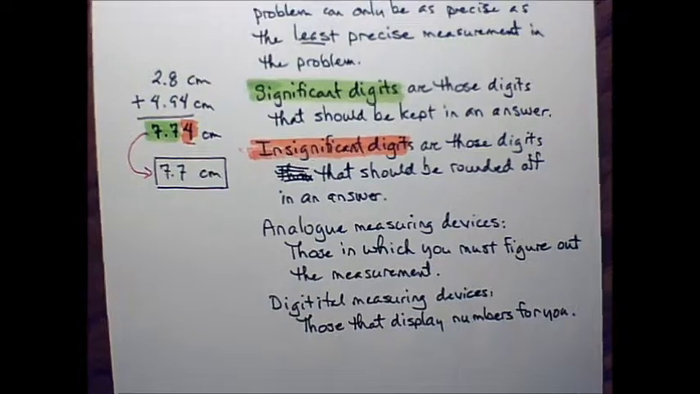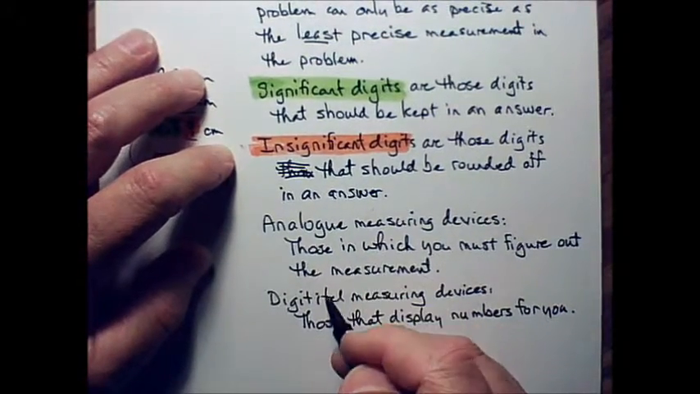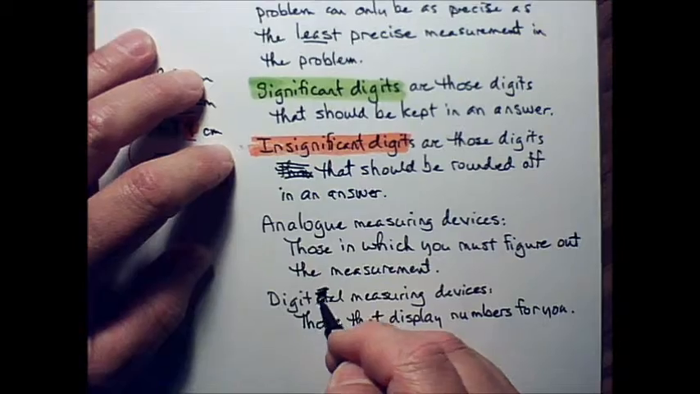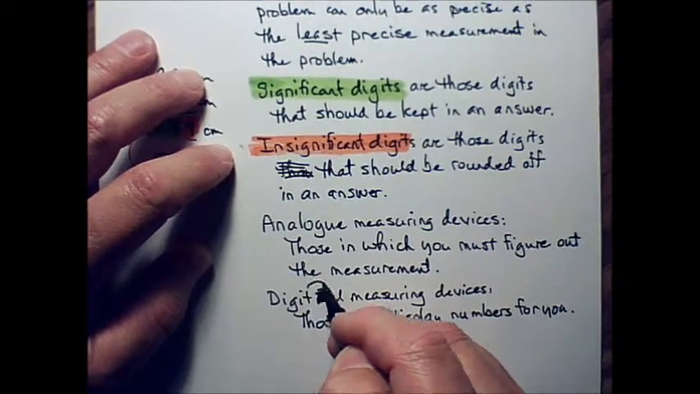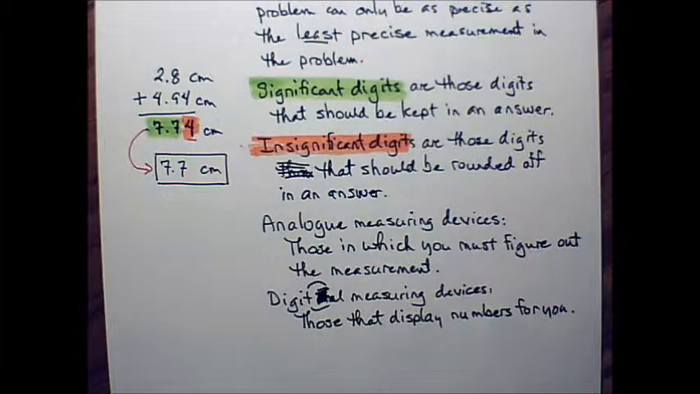Those that display numbers for you. Yes, D-I-G-I-T-A-L. Ooh, gracious, that's not good. Trying to do too many things at one time. I'm just coming here and I've got to get my stuff together and one thing or another.